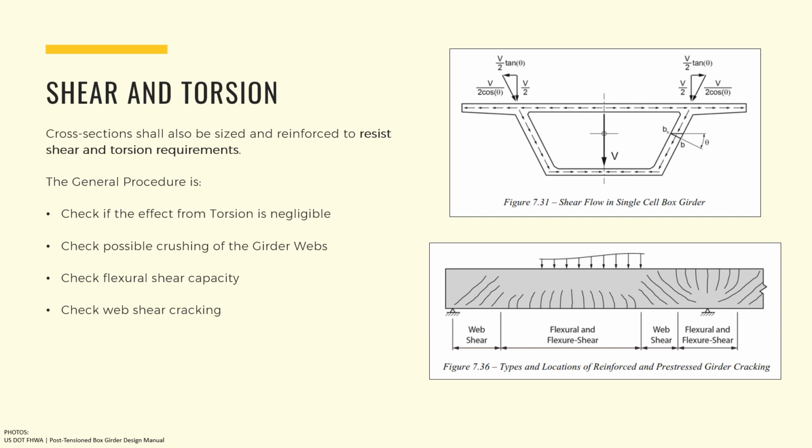Next, the cross-section shall also be sized and reinforced to resist shear and torsion. The general procedure is first to check if the effect from torsion is negligible. Next, to check possible crushing of the girder webs. Next, to check the flexural shear capacity. And lastly, to check web shear cracking.